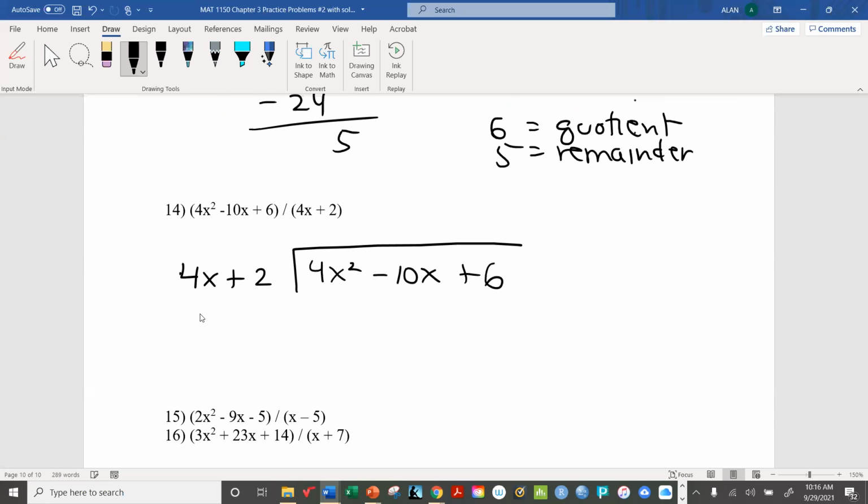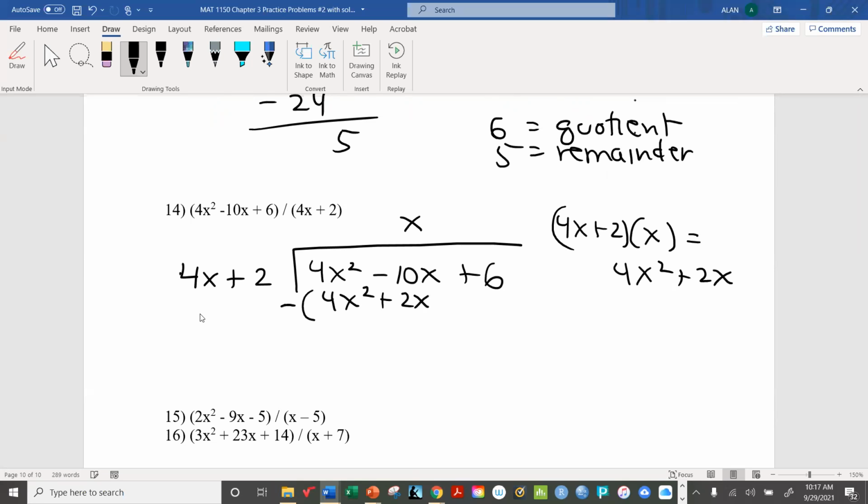All right, so we start with 4x plus 2. If we multiply that by x, we'll get 4x squared plus 2x. Great. Now, remember, that whole thing has to be subtracted. That means this first term is negative, and this one is also negative, so these will drop out. Oh, wait a minute. No. Yeah, no, that's right. And so we'll minus 12x plus 6.